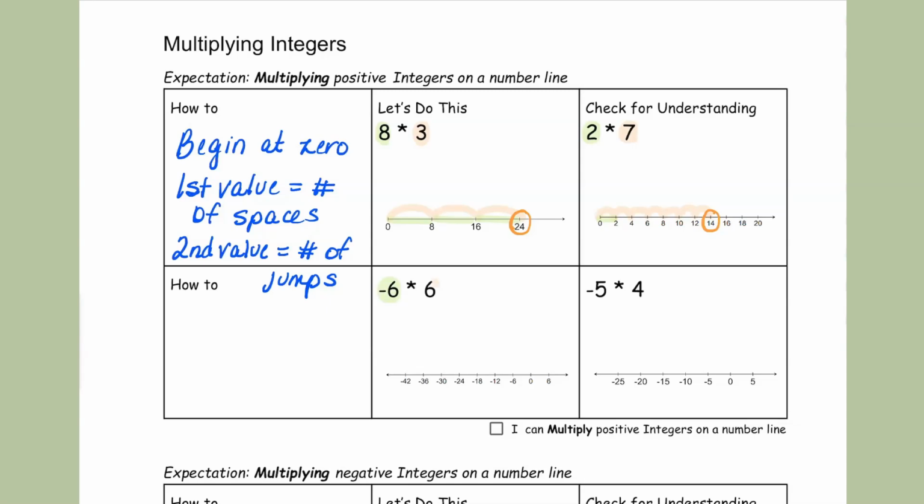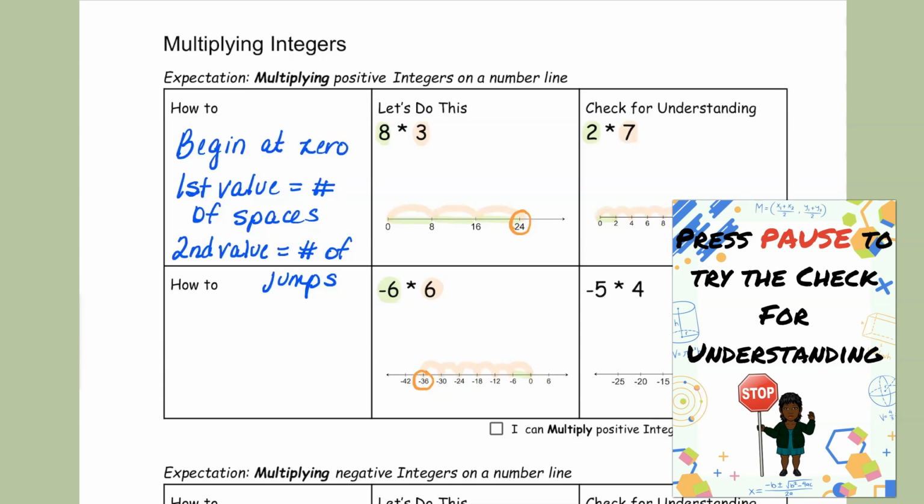Let's jump down to -6 times 6. Now in this situation, we're jumping -6, so that means we're jumping in the negative direction. 0 to -6 would be 6 spaces, and that would count as one jump. Because I want to jump 6 times, I'll just keep going in the negative direction 6 times until I get to negative 36. So a negative times a positive is a negative.